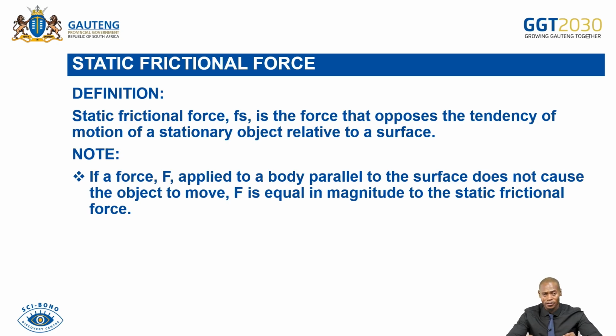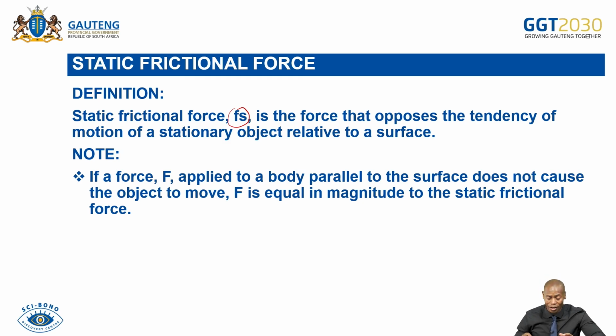All right. So let's start with the static frictional force. Static frictional force is still frictional force, I hope you understand that. It's a force that opposes the motion of an object. That is your frictional force, and it acts parallel to the surface. Your static frictional force, Fs, that is the symbol, is the force that opposes the tendency of motion of a stationary object relative to the surface. So static means stationary.